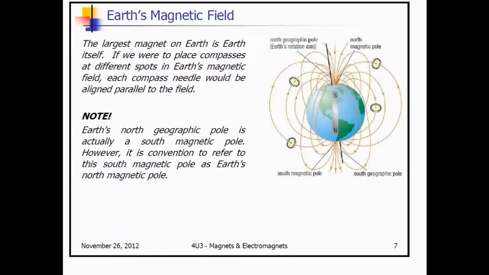The note here says the convention is we refer to Earth's south magnetic pole as its north magnetic pole. So sometimes you'll see that. It's a bit confusing, but physically what's happening is it's a south pole in the north and a north pole in the south. I hope that doesn't confuse you too much.